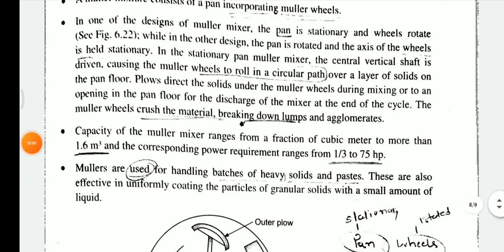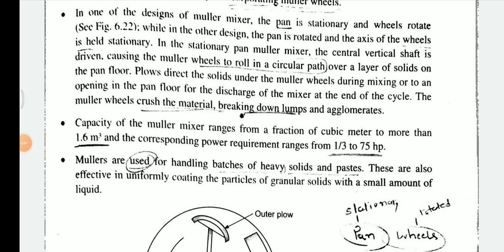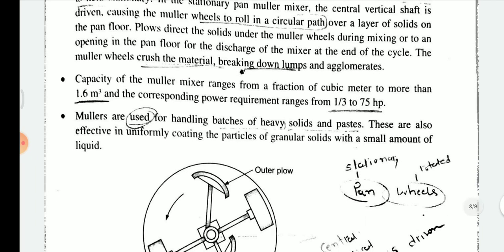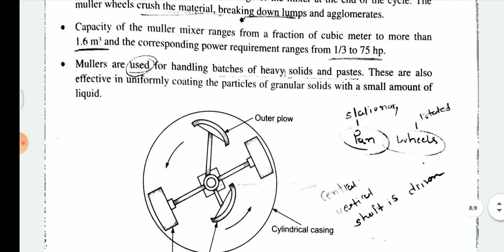The capacity of the Muller mixer ranges from one cubic meter to more than 1.6 cubic meter, and the power requirement is 1/3 to 75 horsepower. And Muller mixers are used for the handling of heavy solids and pastes. Okay, they are used where heavy solids and paste materials are present. And these are also effective in uniformly coating the particles of granular solid with a small amount of liquid.